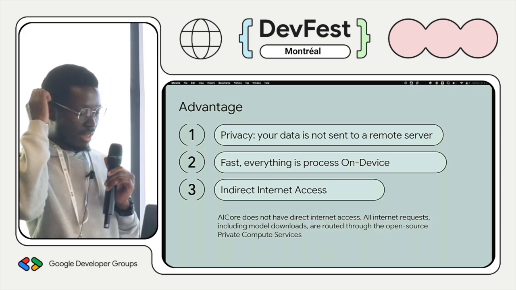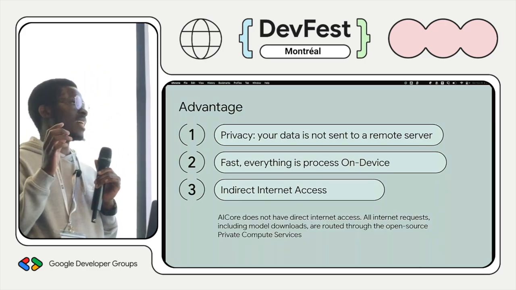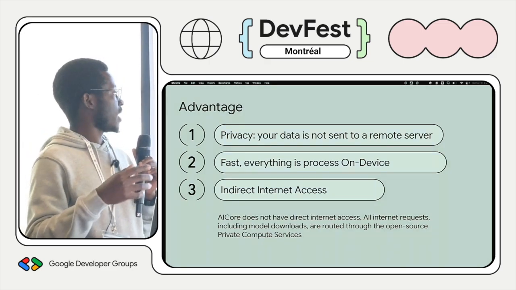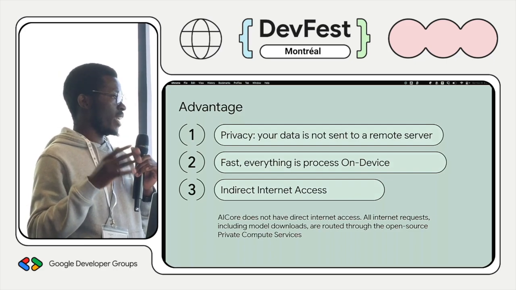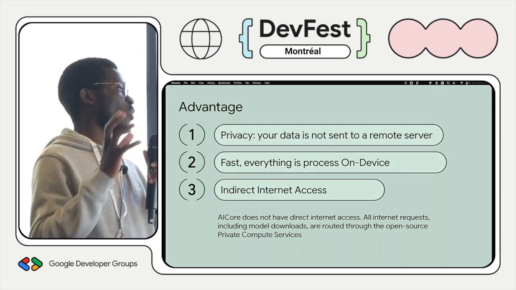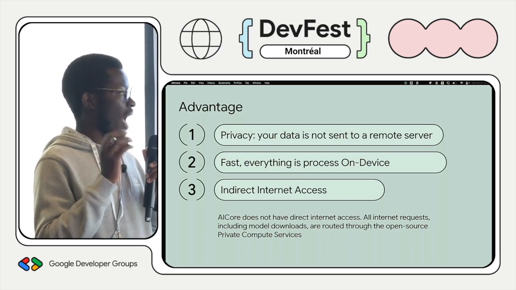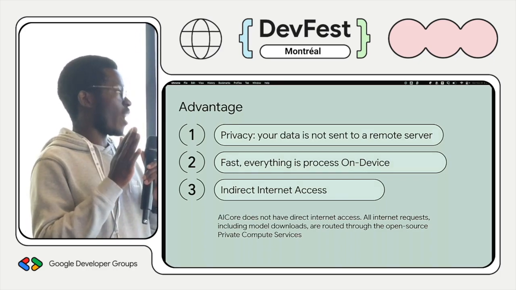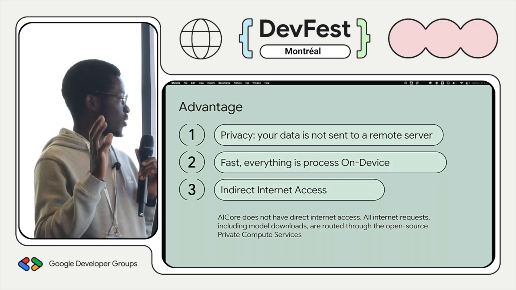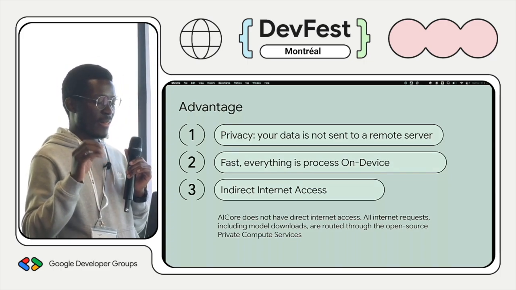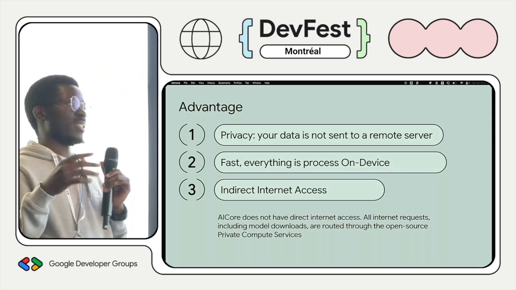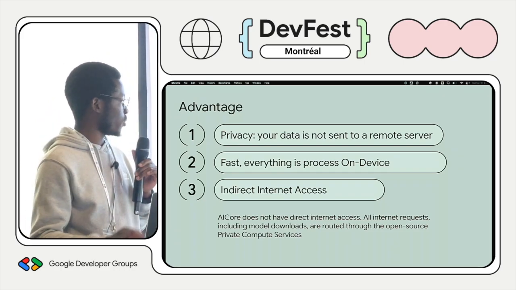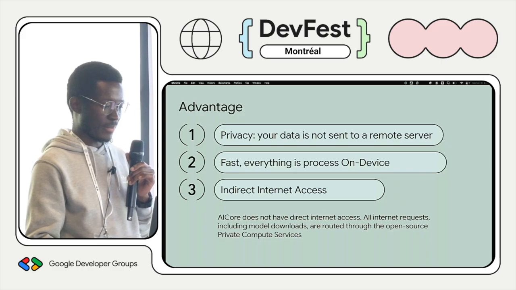So basically, AI Core doesn't have direct access to the internet. What do I mean by that? It means that every time we need to do some set of operations that imply the data of the user, it goes through a private channel, I would say, just to make sure that the data is not sent to, let's say, Google or any other provider. I will try to explain it in detail shortly.